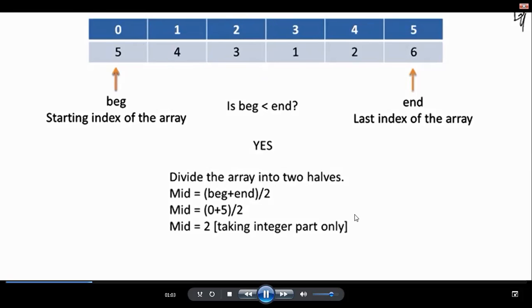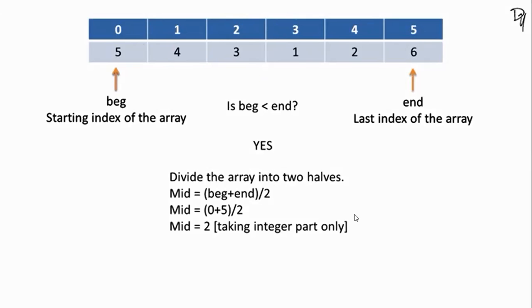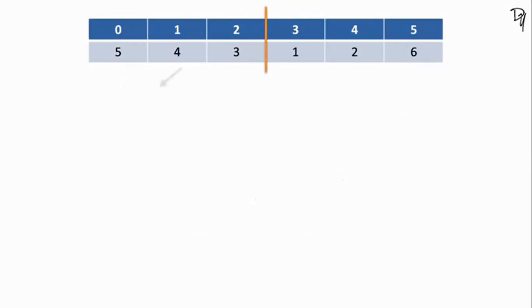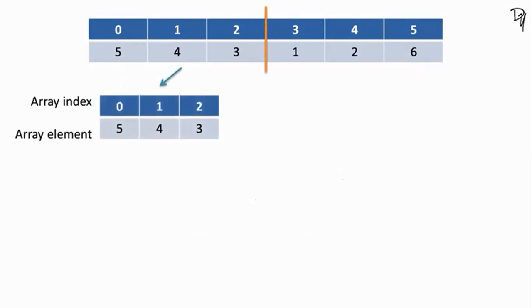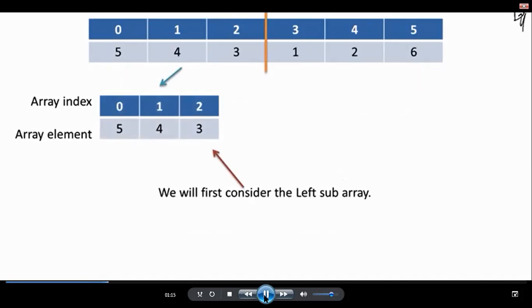We will see. So we found mid as 2. So 2 is the division position. I consider only the left array. See, this is the mid position. So this will become the left half. These three will become the right half. So these are the left side elements, that is, the left subarray elements: 5, 4, 3. What are the indexes? 0, 1, 2.